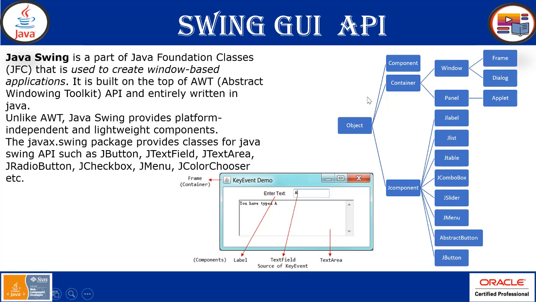Object is the basic class. We have it in the lang package, and this further inherited with Component and Container and JComponent. So JComponent basically creates your Swing API. Now here you can see this JComponent goes to the JLabel, JList, JTable, JComboBox, JSlider, JMenu, JAbstractButton, JButton. So all these J stuff basically extended in the Swing API.